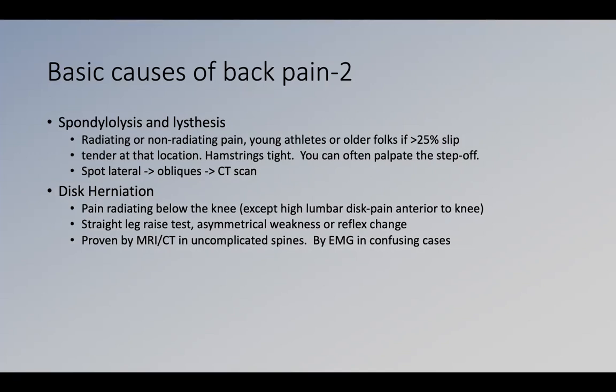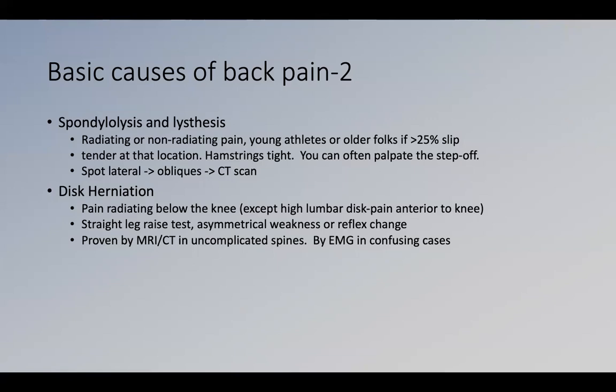But in general, with the L4, L5, S1 herniated disc nerve root problems, a positive straight leg raise test, asymmetrical weakness or reflex change, 2 of the 3 is pretty darn specific, according to my friend Tamara Lauder, who did a very nice study on that. If it's a young, healthy person and it's the only thing you see on an MRI or a CAT scan, you don't need to do an EMG. You just say that's what it is.